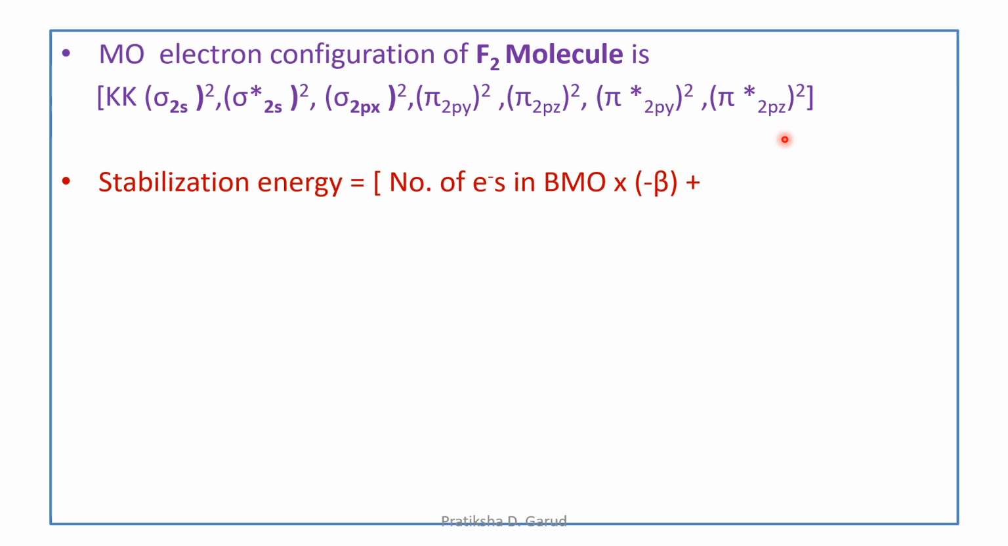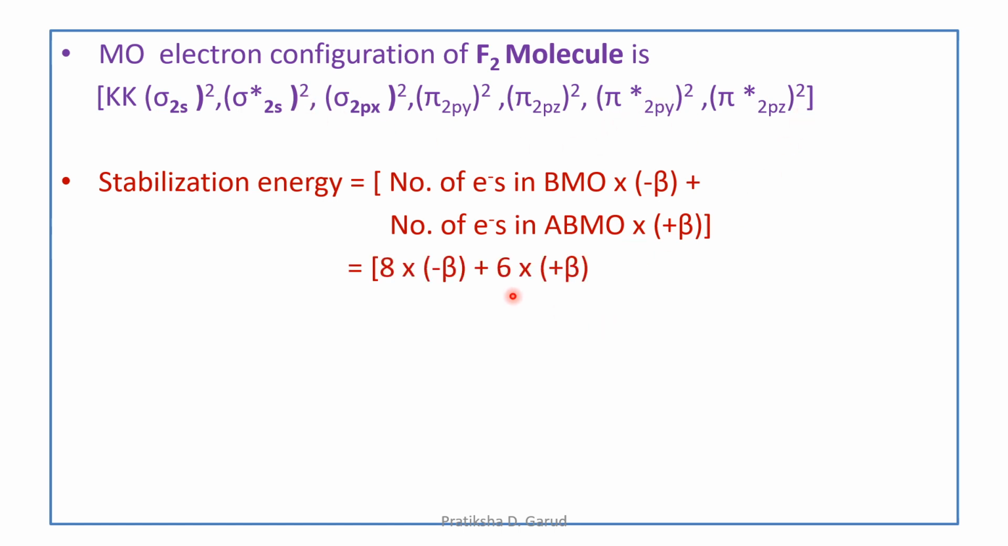Then the stabilization energy is given by the formula: number of electrons in BMO into minus beta plus number of electrons in ABMO into plus beta. In the case of the BMO, the bonding electrons are 2 plus 2, 4 plus 2, 6 plus 2, so there are a total of 8 in the bonding, and anti-bonding are 2 plus 2 plus 2, that is 6. So it becomes 8 into minus beta plus 6 into plus beta, which equals minus 2 beta, and this minus 2 beta value is known as the stabilization energy.